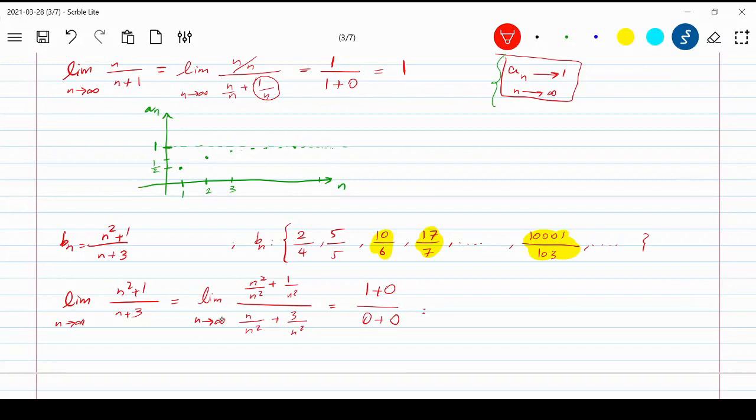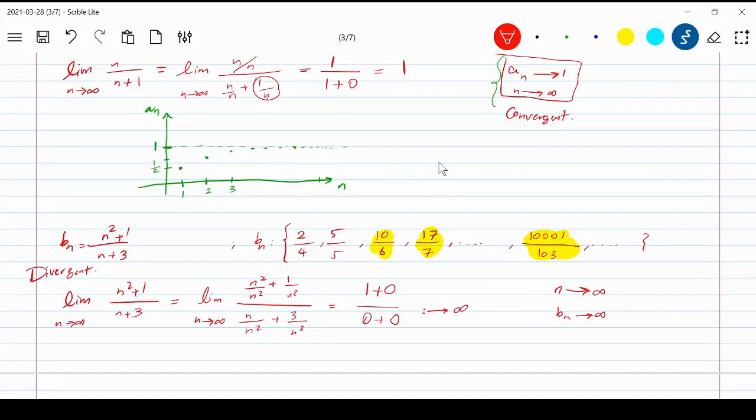That means if n is increasing, this is approaching positive infinity. That means by letting n increase, Bn is also increasing super fast toward infinity. So this is a divergent sequence. And so this one is divergent. On the other side, for the an, we have a convergent sequence.